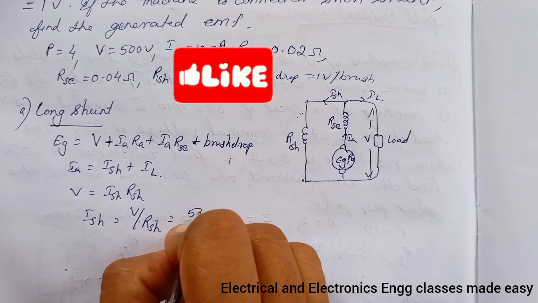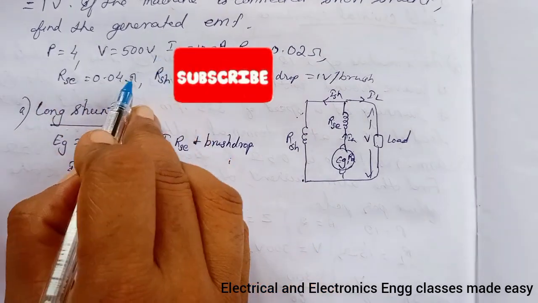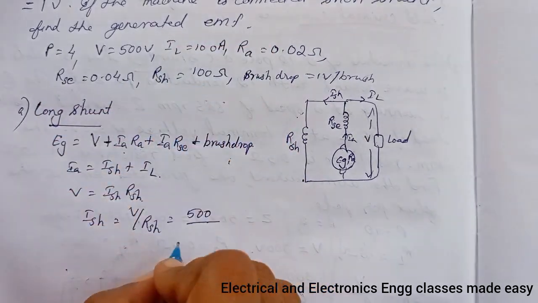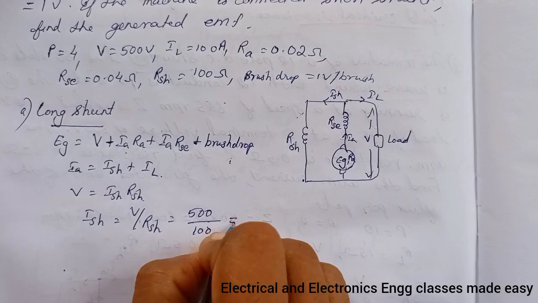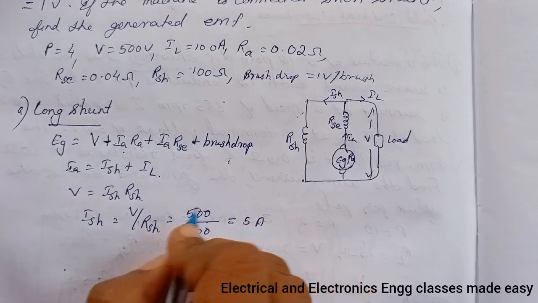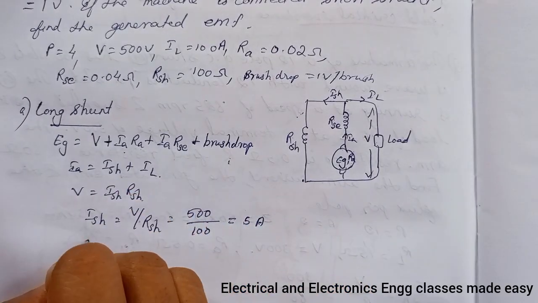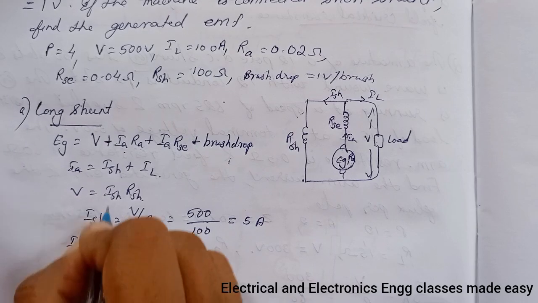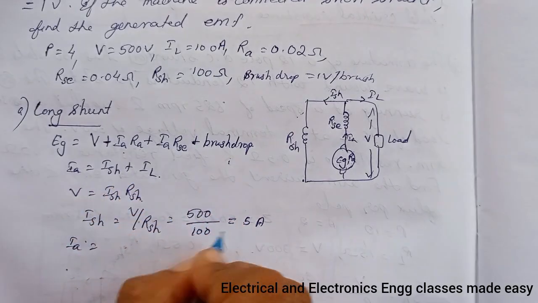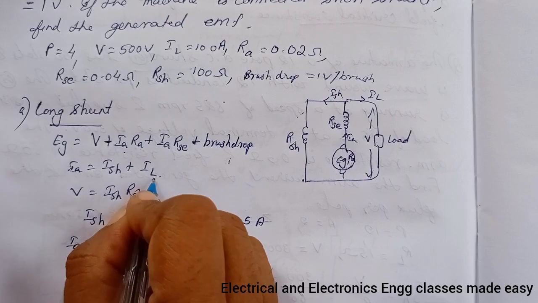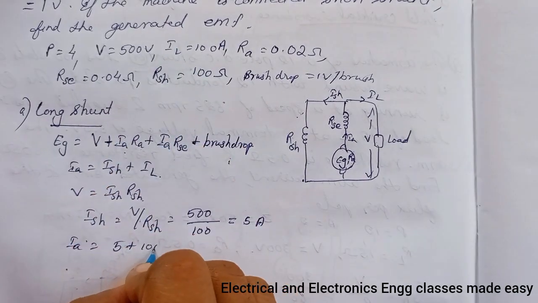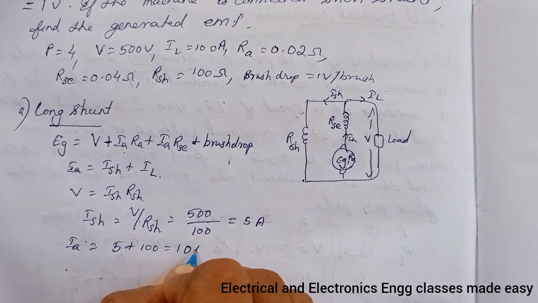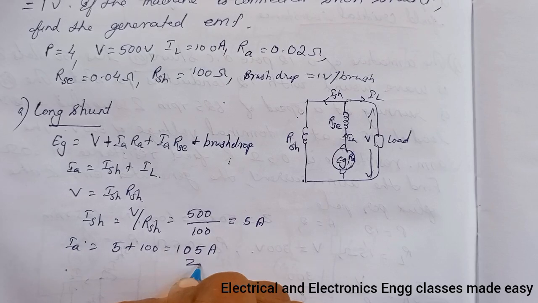V is 500 volt divided by RSH, 100 ohm. So we get 5 amperes. Now we can find IA, and IA is equal to ISH plus IL. ISH is 5, plus IL is 100, then we get 105 amperes.